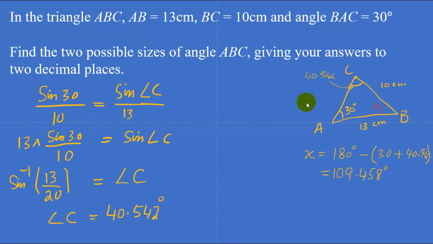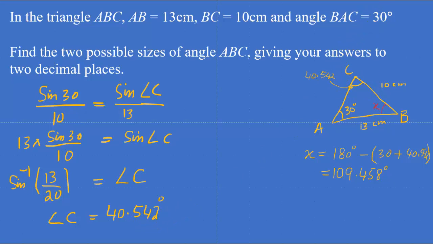and then we use these ratios 13 and this angle C. So sine C divided by 13, and using cross multiplication, this 13 will come over here, and after simplification it is 13 over 10. To find angle C we use sine inverse, and that will give us angle C, and angle C is 40.542. Now we have this 40.542 over here.